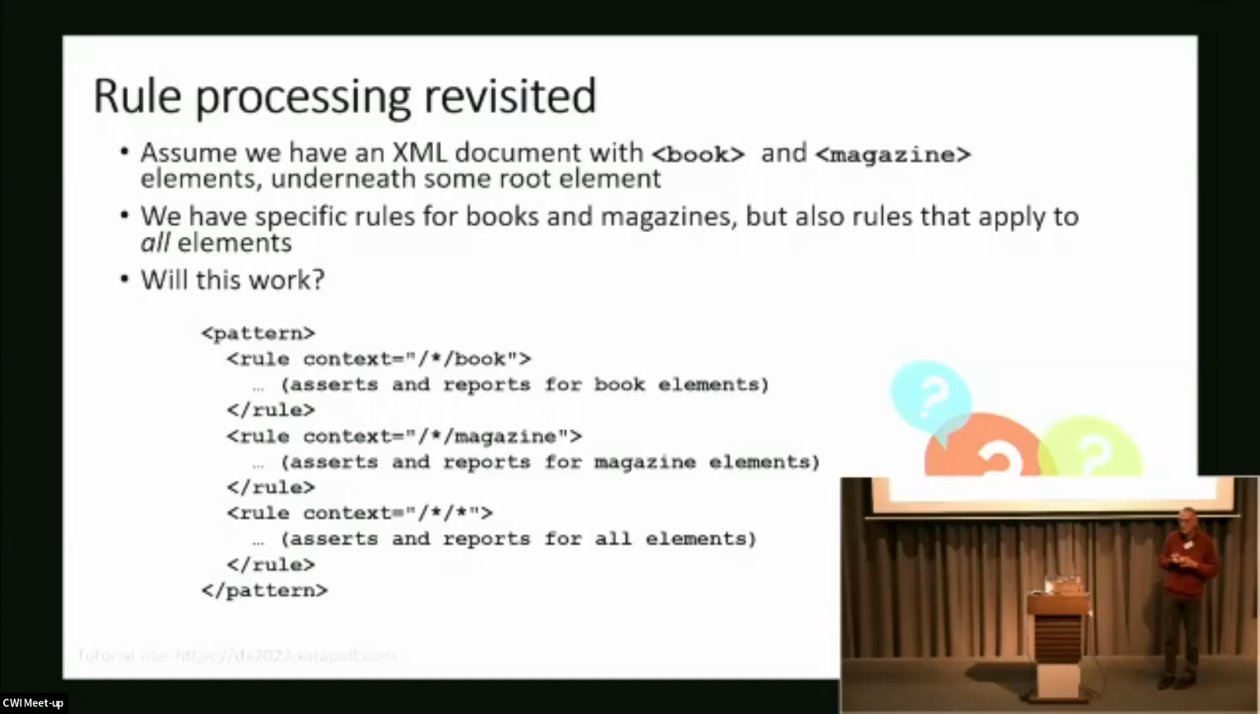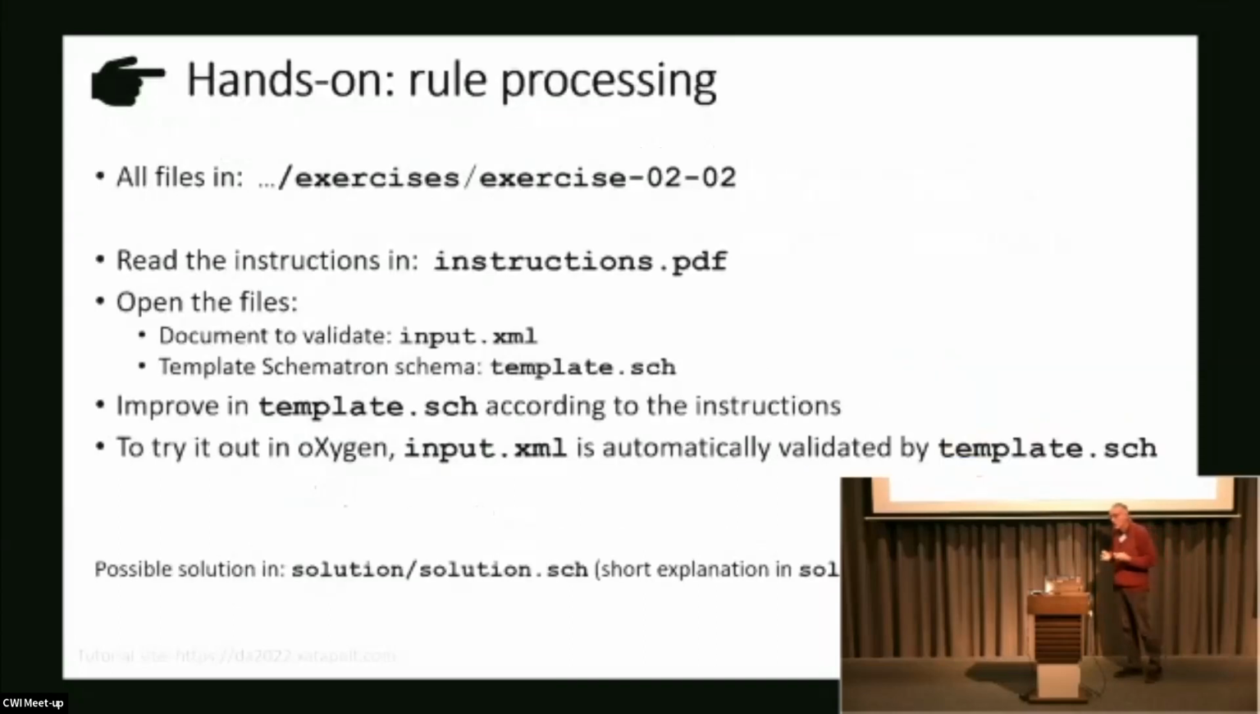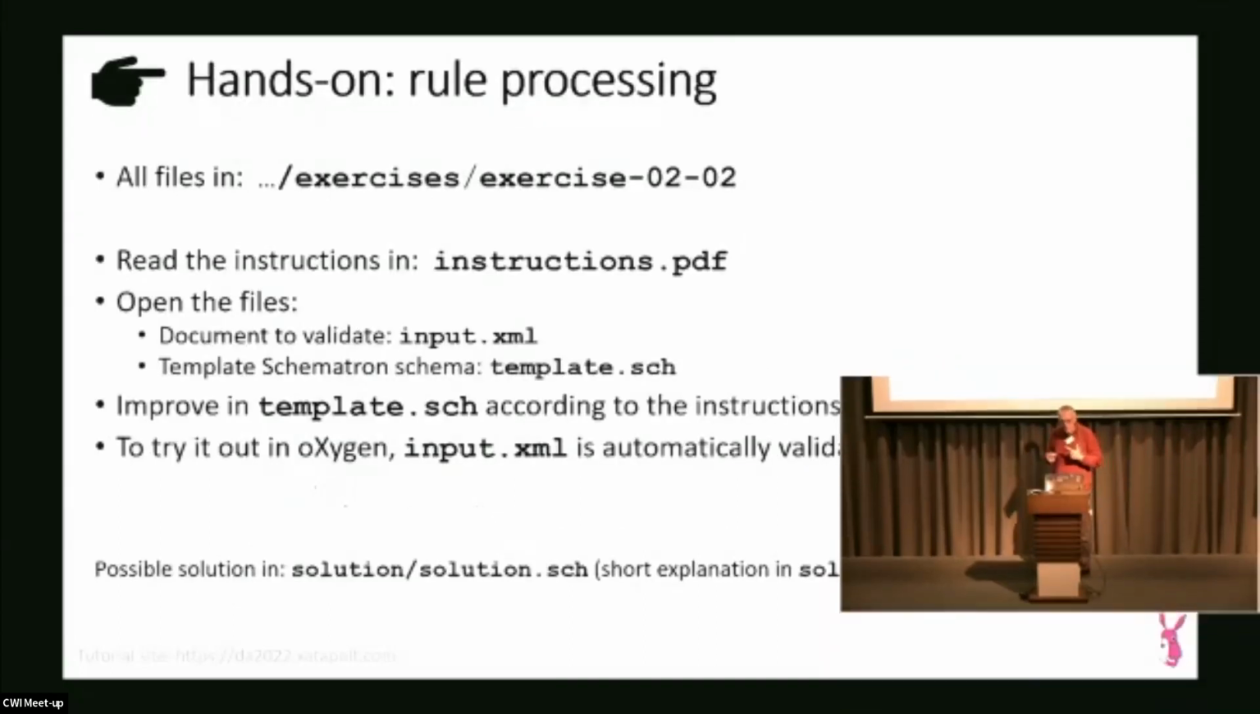Who dares to say something about it? Ken? The third rule won't fire if it's already fired earlier. Exactly. The third rule will not fire because if you have a book or a magazine, the rules above it have already fired, and then the third rule will never fire if you have only books and magazines. So this will not work. The question is, how can we make it that it does work, right? So I want you to think about it, to ponder about it at the moment.